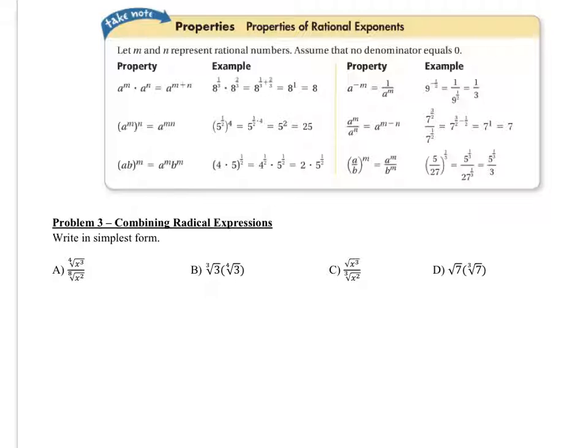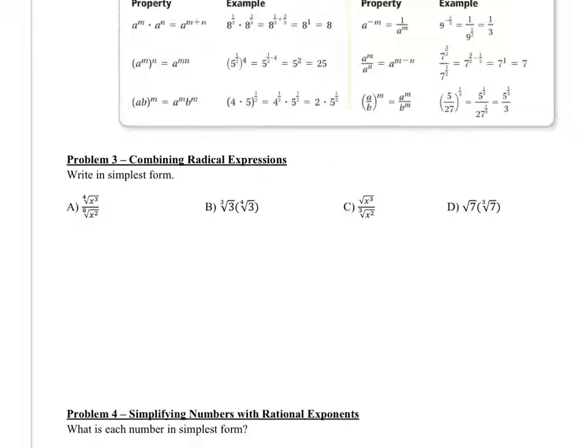So now we're just basically going over the same thing that we did at the beginning of this chapter, the 6.0 properties of exponents, but now they're just kind of special because they're fractions. And sometimes people get really scared of fractions, but they're not scary. Trust me, they're not scary.